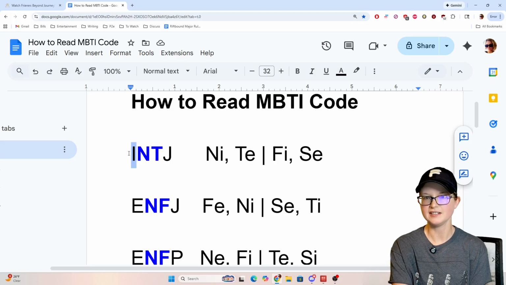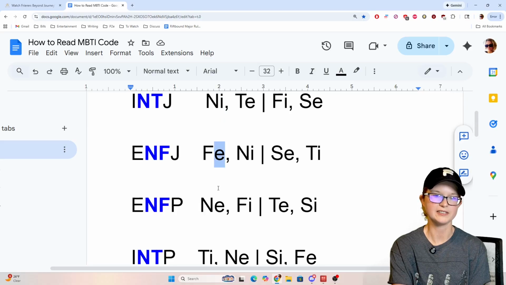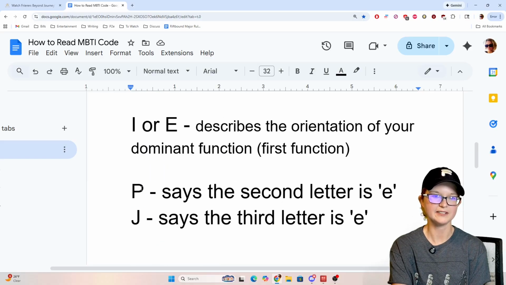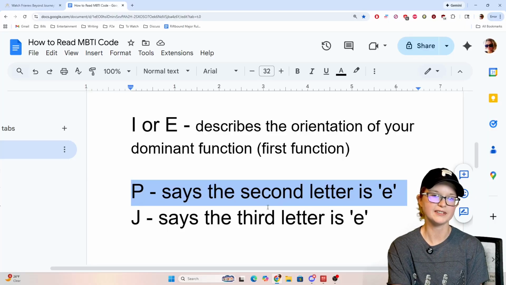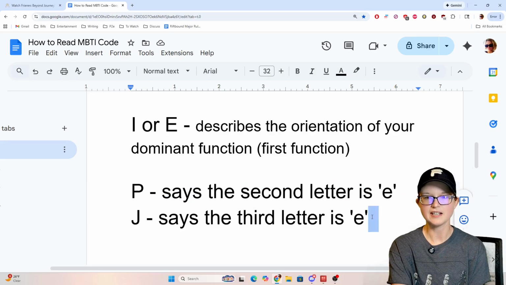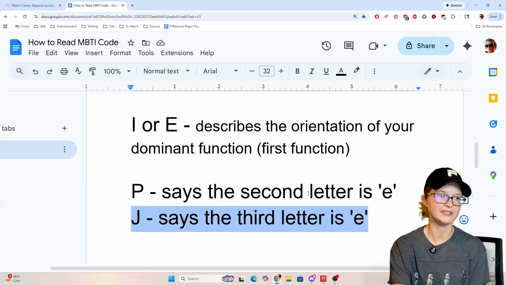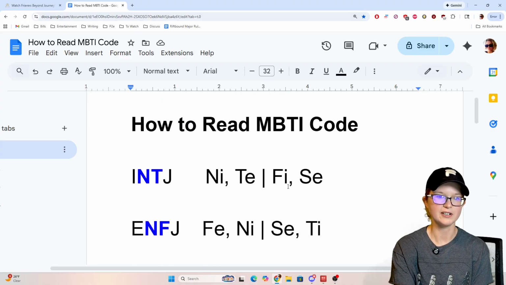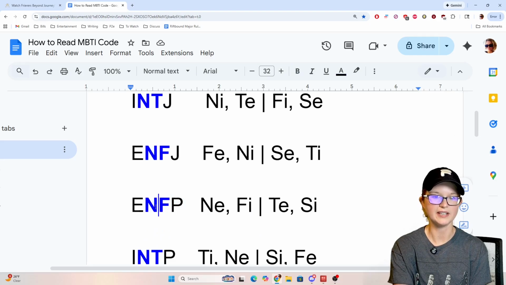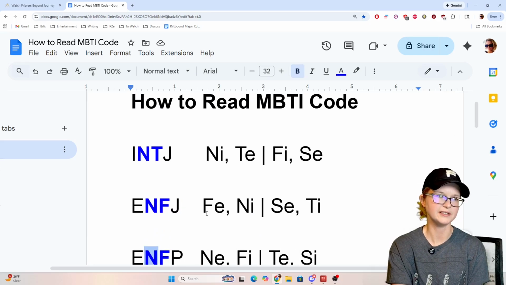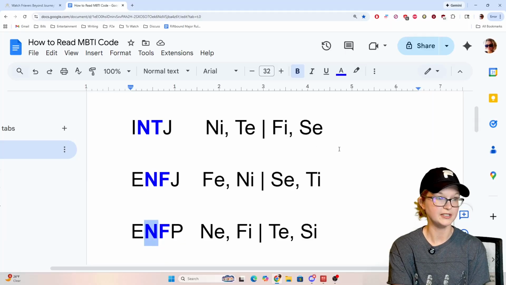For me, an INTJ, my dominant function is going to be introverted. For an ENFJ, their dominant function is going to be extroverted. The last letter, the perceiving code, or P, is telling you that the second letter is extroverted, and the J is telling you that the third letter is extroverted, because that's, as we've already talked about, how it's ordered. This is going to be N or S, this is going to be T or F. So the J is telling you that the T is extroverted, the P is telling you that the N is extroverted. Now that we know this, we can go through and get the cognitive function stacks.